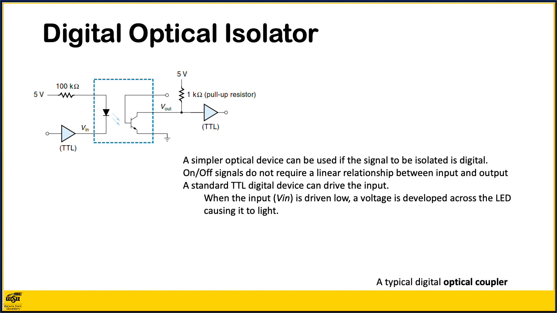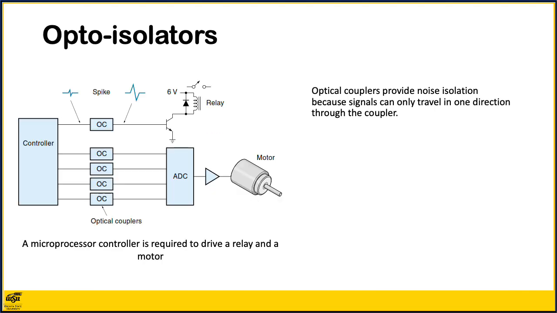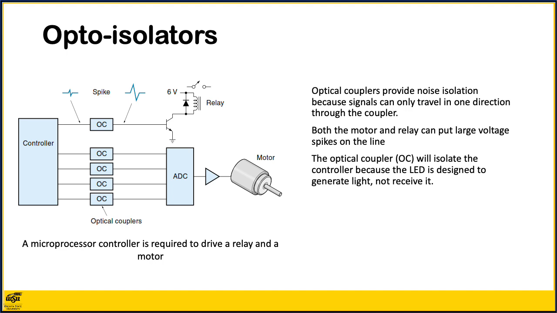When the input Vin is driven low, a voltage is developed across the LED, causing it to light. This light turns on the phototransistor, which pulls its output Vout to 0 volts. The output of the photocoupler can be connected directly to a TTL gate with a pull-up resistor as shown. Optical couplers, sometimes called optoisolators, are very useful in providing noise isolation because signals can only travel in one direction through the coupler.